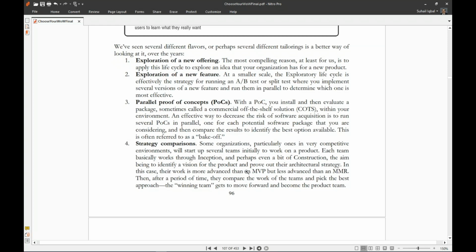At a smaller scale, the exploratory life cycle is effectively the strategy for running an A/B test or split test, where you implement several versions of a new feature and run them in parallel to determine which one is most effective. Parallel proof of concept, POC. With a POC, you install and then evaluate a package, sometimes called a commercial off-the-shelf solution, COTS, within your environment. An effective way to reduce risk of software acquisition is to run several POCs in parallel, one for each potential software package that you are considering, and compare the result to identify the best option available. This is often referred to as a bake-off.